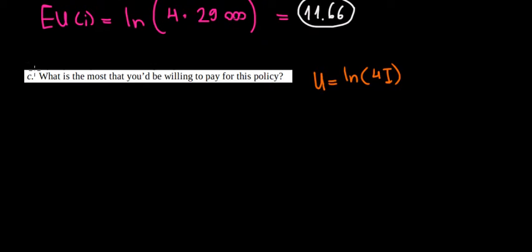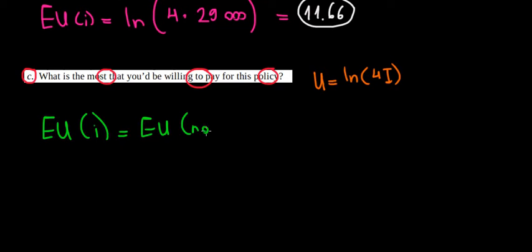Let's solve part C now. So what is the most that we're willing to pay for this insurance policy? Well, let's see. What's the intuition here? If we're willing to pay for an insurance, and that would be the most that we're willing to pay, then in expectation, we must have the same utility from having the insurance as from not having the insurance. Meaning that the expected utility when we pay for an insurance must be equal to the expected utility from having no insurance.